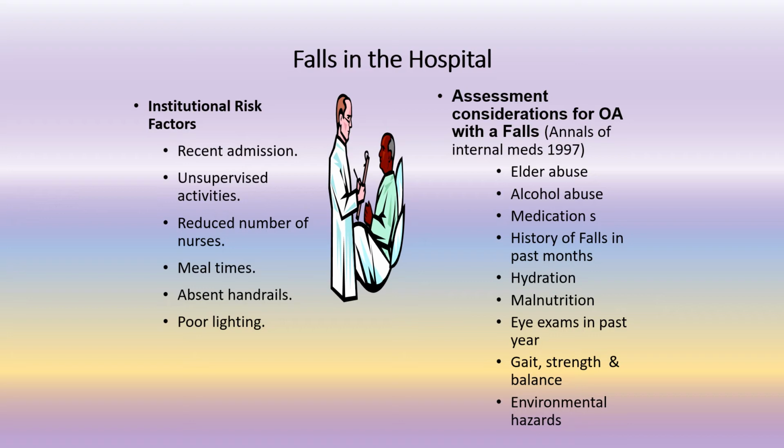So what are the assessment considerations that we need to do? Number one, is the elderly being abused by others? Is he abusing alcohol? Is there any medications? Is there a history of previous falls? Is there a problem with hydration and malnutrition, problem with sensory problems or gait? And is there any environment?